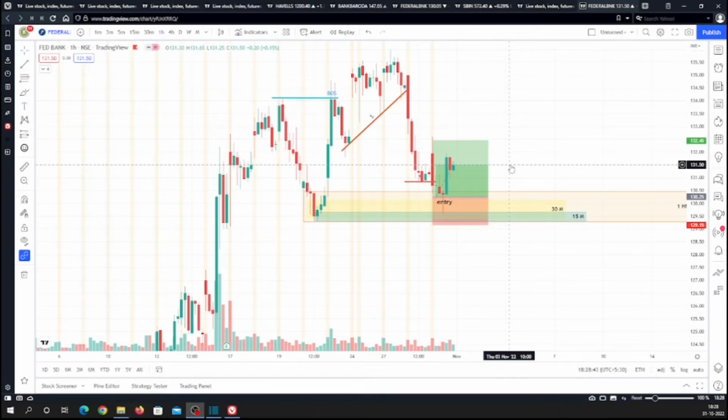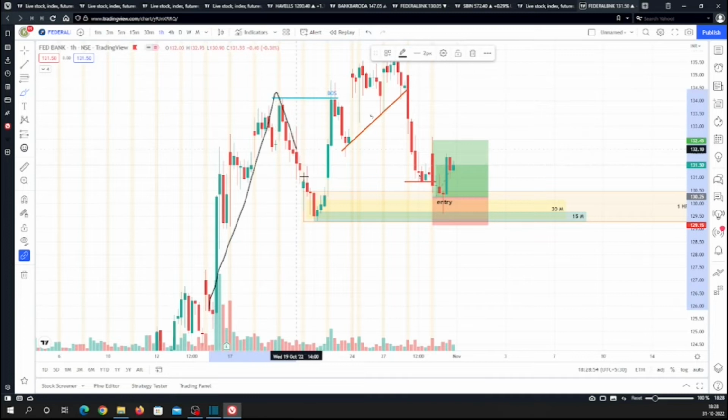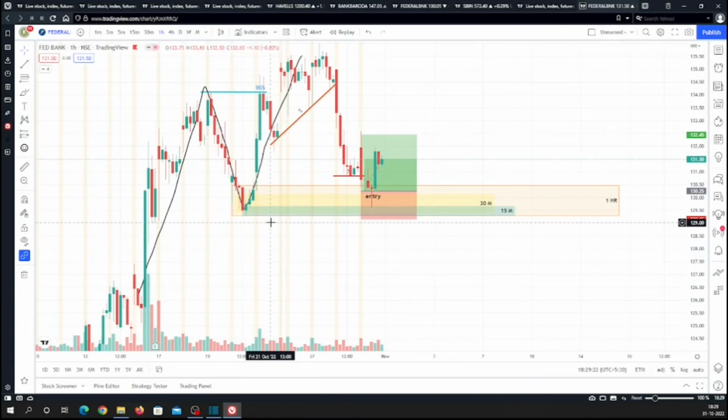So what was the reason behind my entry? When you look at the market structure of Federal Bank, we can easily spot a good uptrend here. Since it was a good uptrend, I was looking at buying opportunities and I marked the order block here. So what is order block? Basically in price action you might have heard supply and demand. Here is a demand zone, and you could say order block is a refined version of the demand zone.